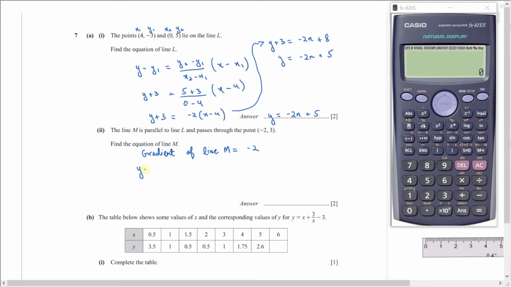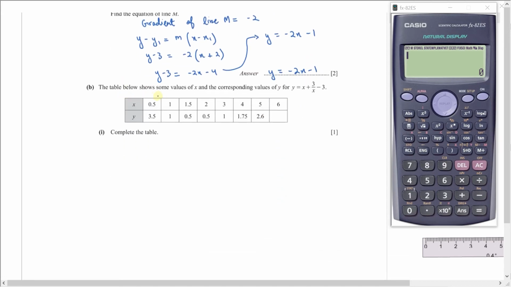So now you can find the equation: y minus y1 equals gradient m times (x minus x1). Let's call this x1 and y1. So this will be y minus 3 equals the gradient, minus 2, times (x minus x1). This minus and this minus will become plus. Now if I open this bracket, I will get minus 2x minus 4. If I take this 3 to the other side, I will get y equals minus 2x minus 4 plus 3, which will be minus 1. So y equals minus 2x minus 1.